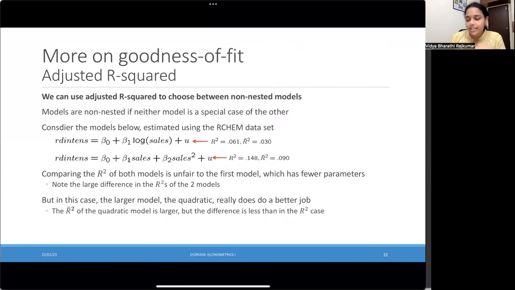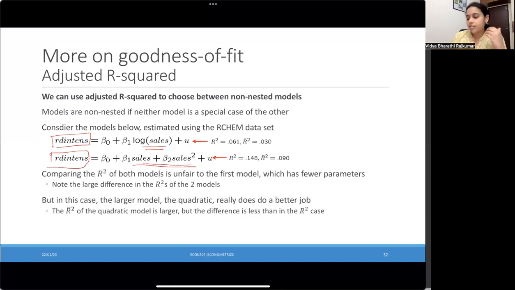So the first model here is a level-log model, where your x variable enters in terms of its log value. In the second model, your dependent variable is still the same, but your x variable enters quadratically. Now, given that both models have the same y variable, we can go ahead and compare the R bar square to make a careful comparison.